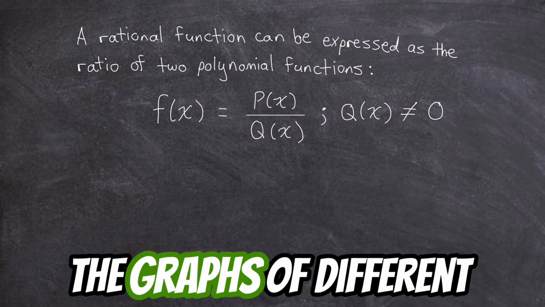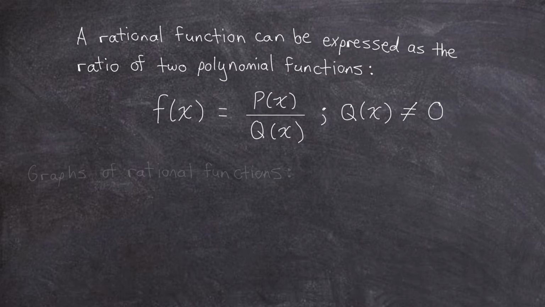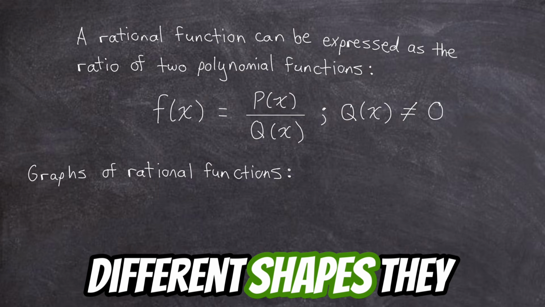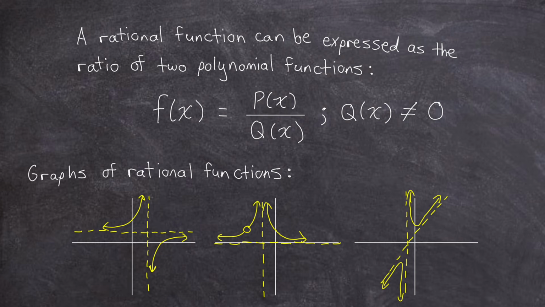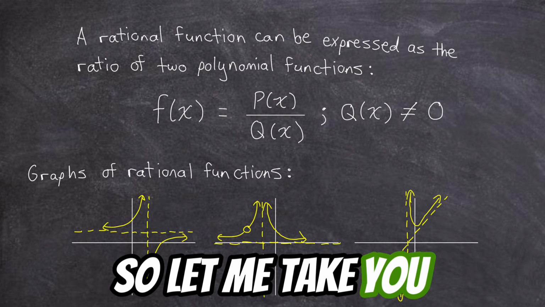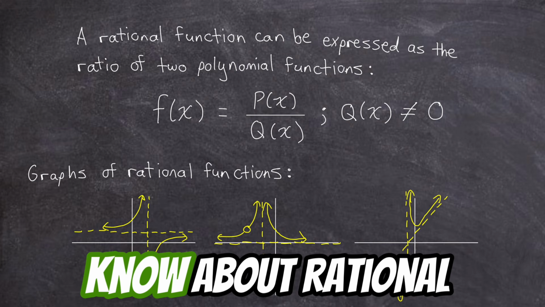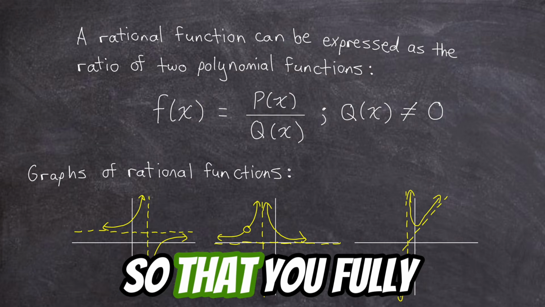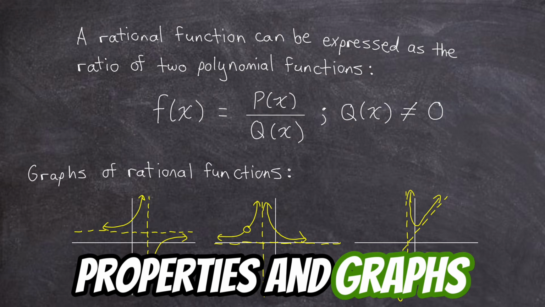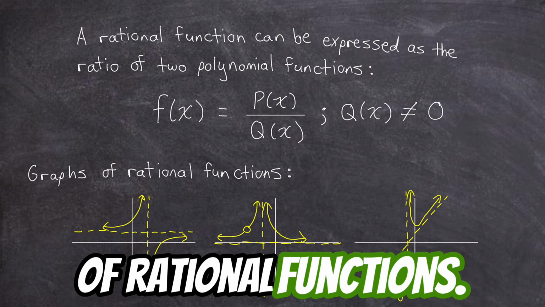And when looking at the graphs of different types of rational functions, you'll notice that there's lots of different shapes they can take. And you'll notice in these graphs, they often have different types of discontinuities, such as vertical asymptotes or holes in the graph. And those discontinuities happen at any x values that make the denominator of the rational function zero. So let me take you through the top 10 things you need to know about rational functions so that you fully understand the properties and graphs of all different types of rational functions.